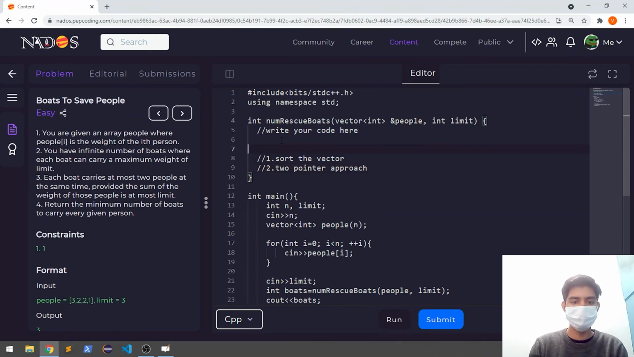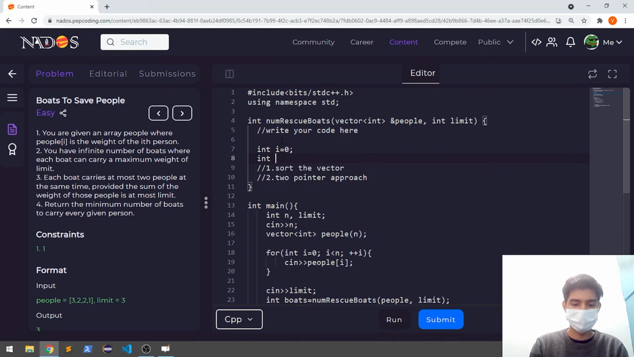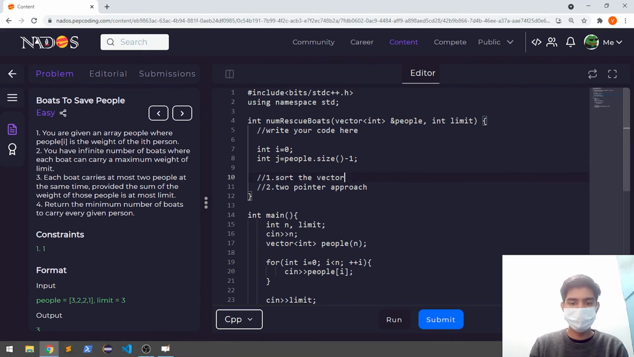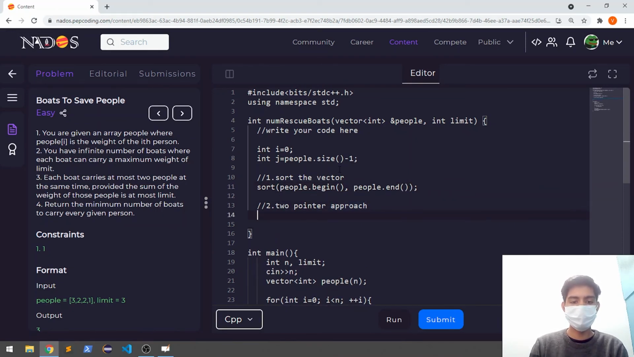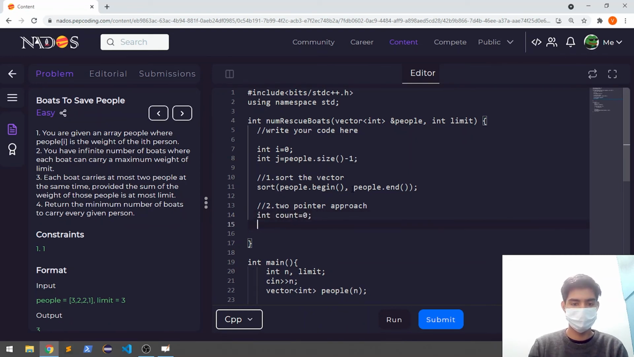So first thing first, let's say I is at 0 and j is at the end -1, right? So people dot size -1. Now I have to sort the vector. So to sort, I will have sort of people dot begin, right? Then people dot end. So I've sorted the vector now. Now I will use the 2-pointer approach, and I also need this count, right? I also need a count or board count.